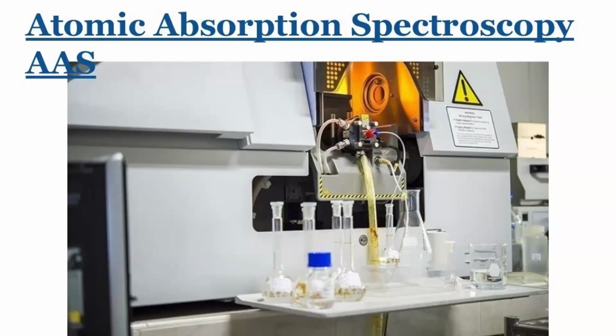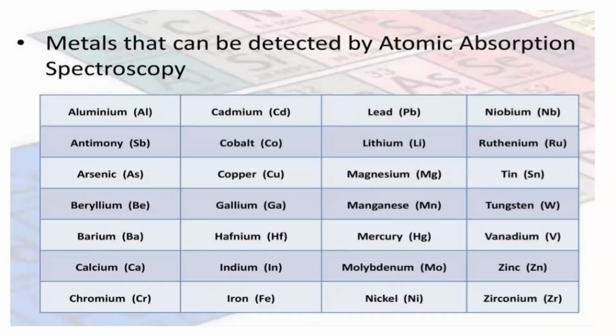Hello all. In this video, I will discuss atomic absorption spectroscopy, principle, instrumentation, and applications. Atomic absorption spectroscopy is useful for trace element analysis. Metals that can be detected by AAS are listed here.